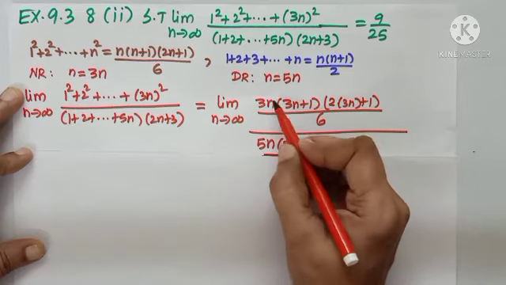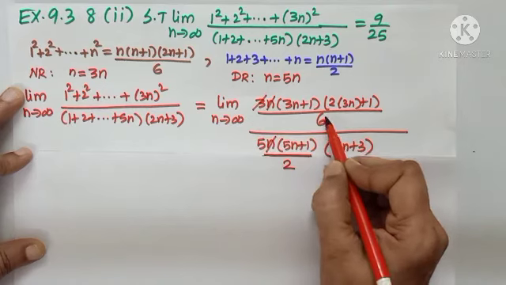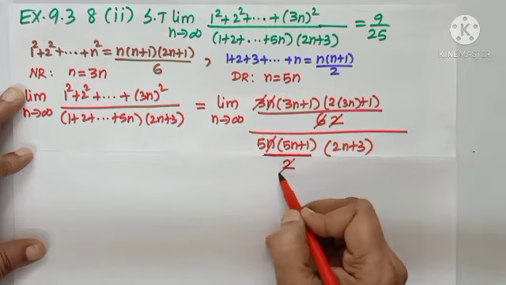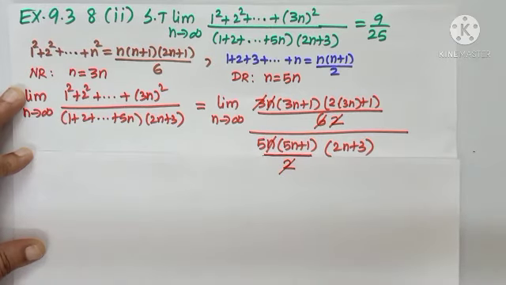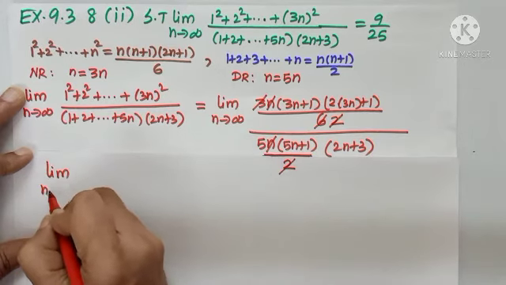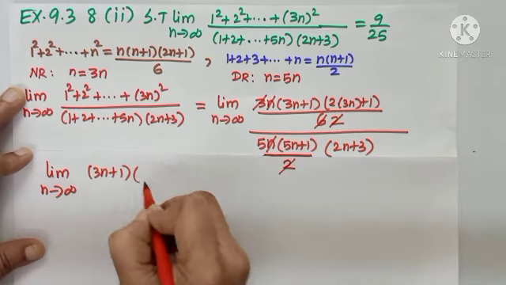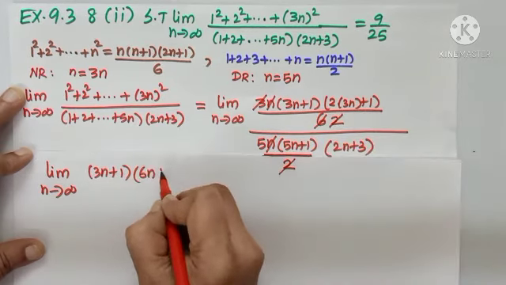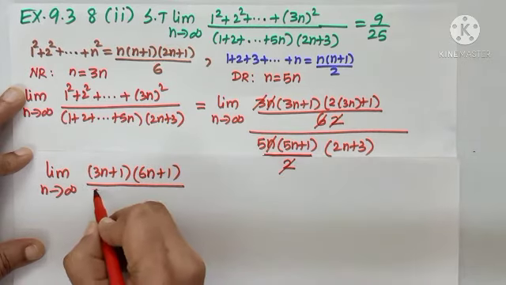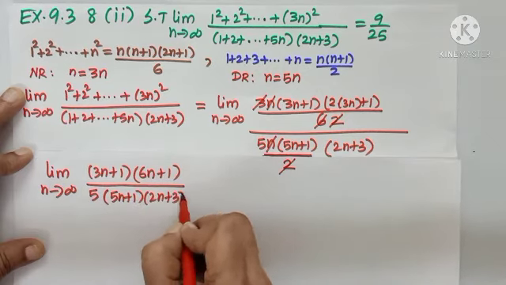As I simplify, I can cancel n and n. 3 cancels here 2 times. This 2 in the denominator and 2 in the denominator can very well get cancelled. The remaining terms, I get limit n tends to infinity of (3n + 1) into (2 into 3n, 6n + 1), divided by 5 into (5n + 1) into (2n + 3).